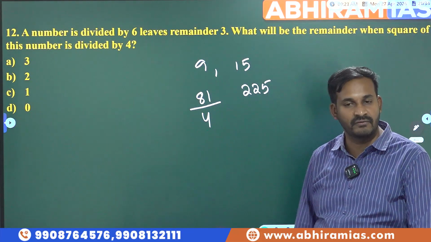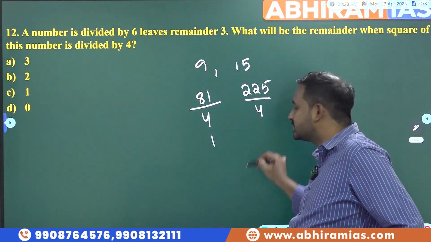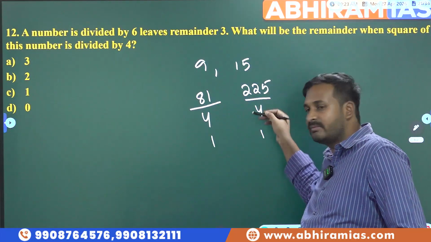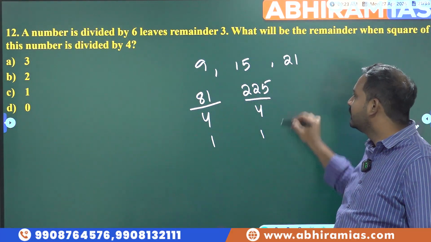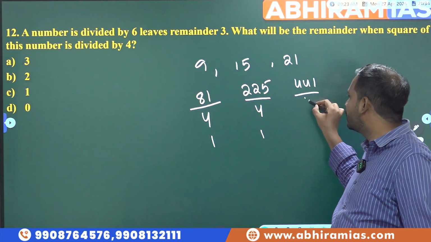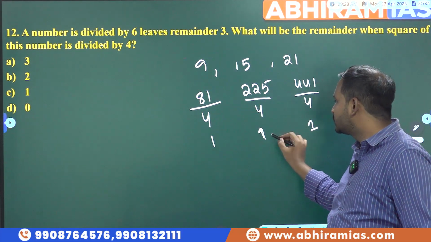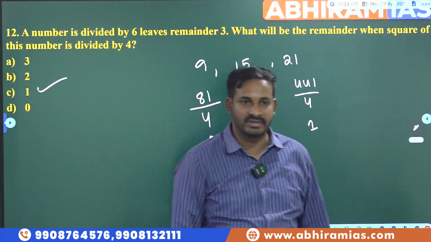4. 81 by 4, what is the remainder? 1. 225 by 4, what is the remainder? 1. So if you want, you can take one more number, that is 21. 21 square is 441. 441 by 4, what is the remainder? 1. So our answer here also 1. Just take 2 to 3 random examples.